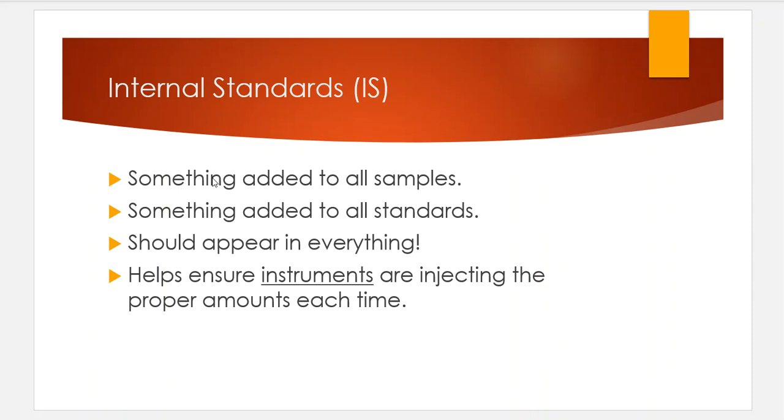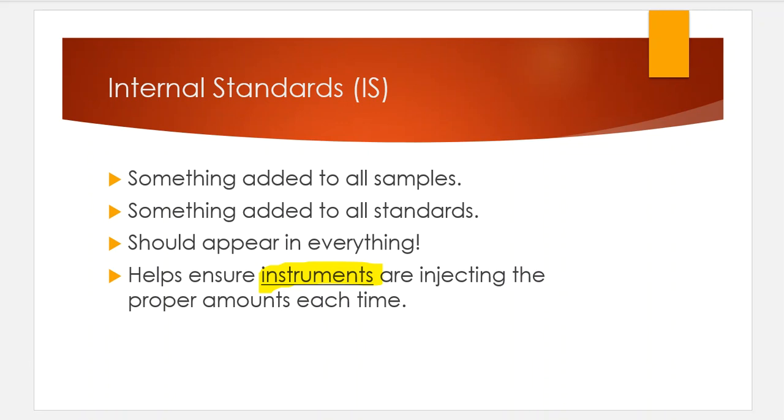All right, so internal standards: something added to all samples, something added to all standards. It should show up in everything. Report-wise, it should be in every single report that we generate at the very end of these batch runs, and it helps ensure that the instruments are injecting the proper amounts each time. And that's kind of the key here, folks, right? We're checking the instrumentation now. We're not necessarily checking you. So with surrogates, we're checking your process, and internal standards normally check the machine's capability, the machine's reproducibility, the machine's way of injection. That's really what we're looking for here with internal standards.